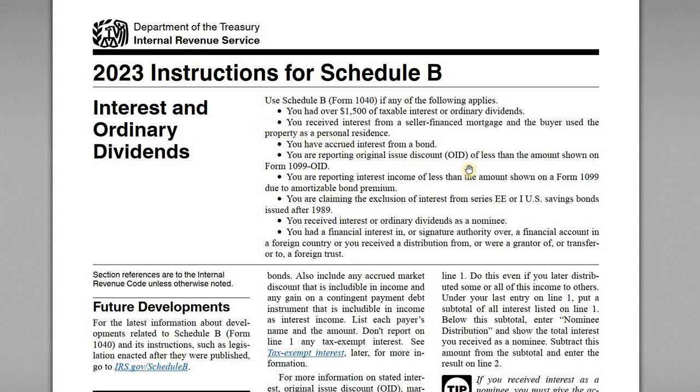So at the top here, they've highlighted under what circumstances you would need to include this. So did you have over $1,500 of interest or ordinary dividends? That's a combination of the two, right? So if you had over $1,500 of taxable interest or dividends, you would have to do this. If you received any amount of interest from seller financed mortgages, if you had accrued bond interest, if you have OID amounts that you're reporting, and so on and so forth. And then the last one, quite important, if you had any kind of financial interest or signature authority over a financial account, then you should be including Schedule B.